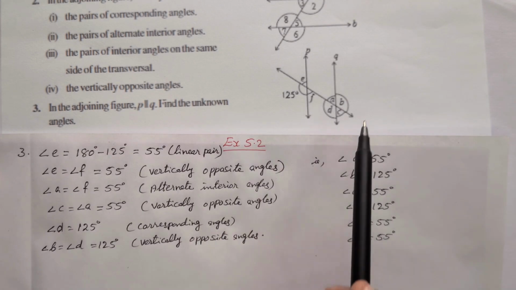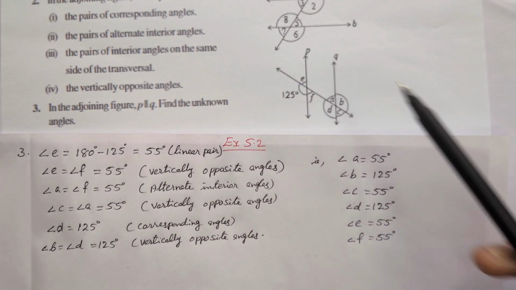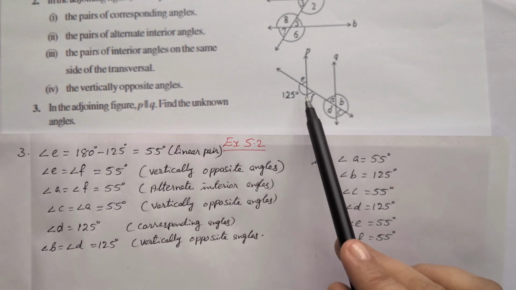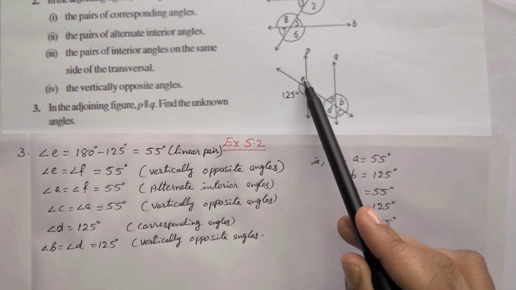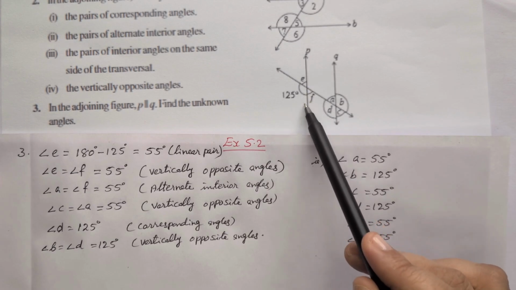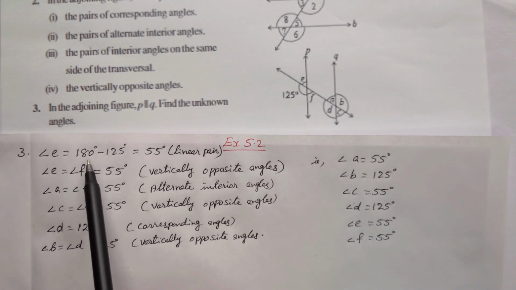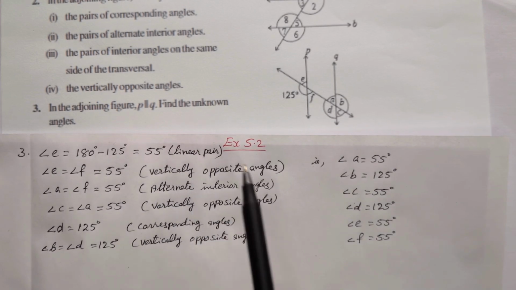Third question, in the adjoining figure, P is parallel to Q. Here it's given these two lines P and Q are parallel. Find the unknown angles. One angle is given, so we can find the rest of the angles. Here this angle is 125 degrees, so angle E and this 125 degrees together form a linear pair, a straight line. So we can write angle E is equal to 180 minus 125, which is equal to 55 degrees, linear pair.